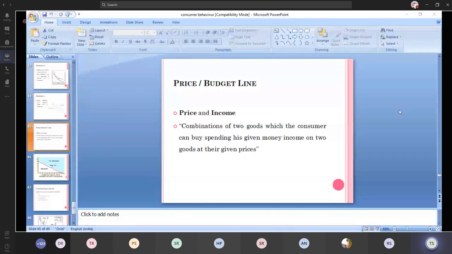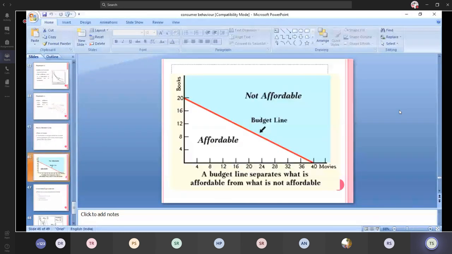And is the diagram available, guys? Yes, ma'am.